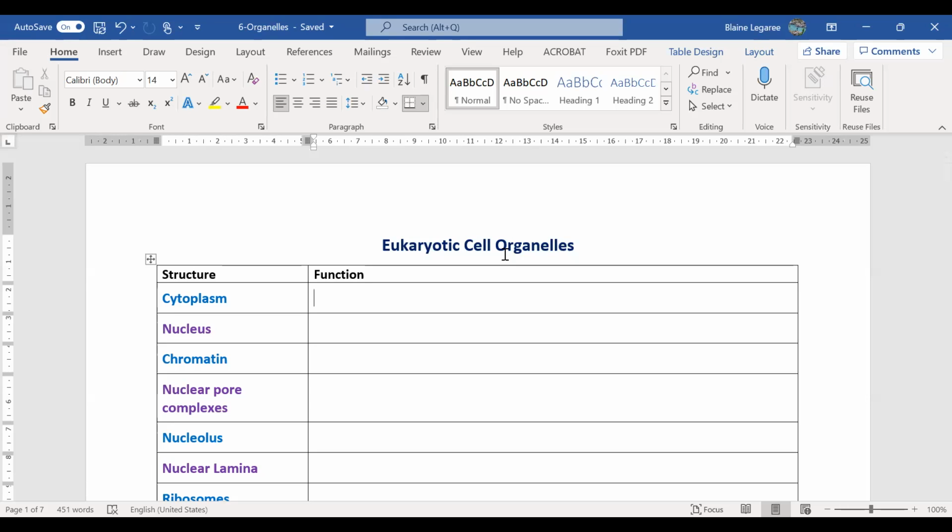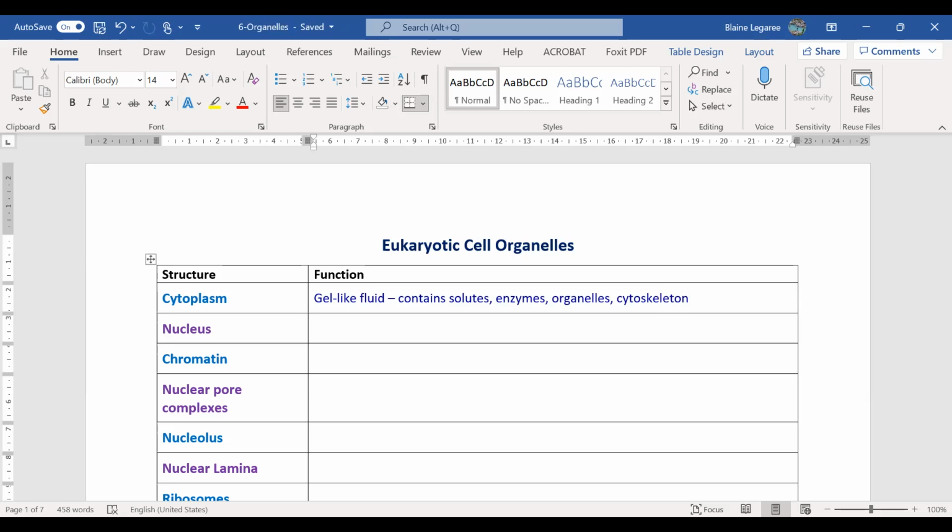So the cytoplasm is a gel-like fluid. And what does it contain? It contains solutes, enzymes, the organelles, and the cytoskeleton. Okay, so don't worry about filling in all those other things. We're going to fill them in as we go along.